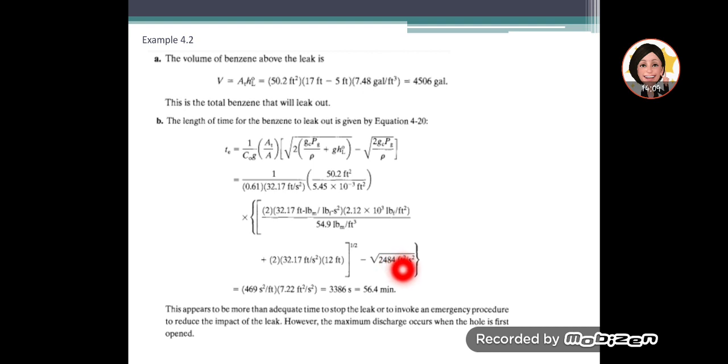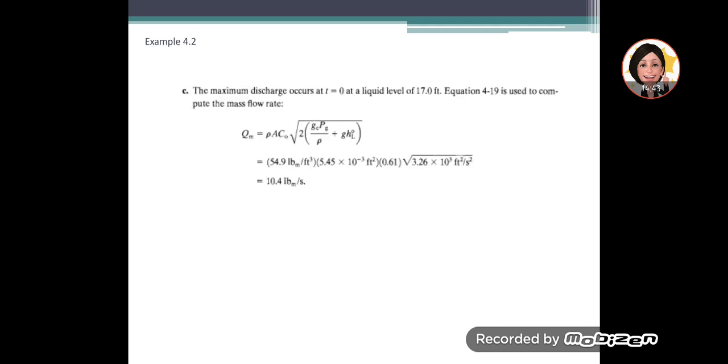When we solve this, we get 56.4 minutes. That means we have about 56.4 minutes to stop the leak or to invoke emergency procedures to reduce the impact of the leak. Beyond this time, there's nothing we can do because the leak will stop on its own, because the total amount of benzene has escaped. However, the maximum discharge occurs when the hole is first opened.